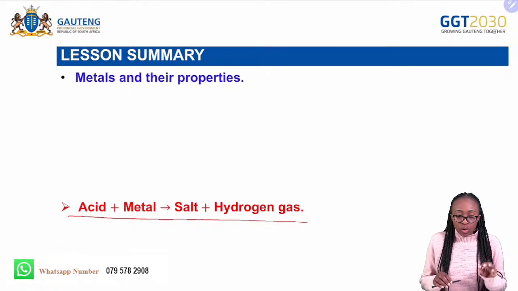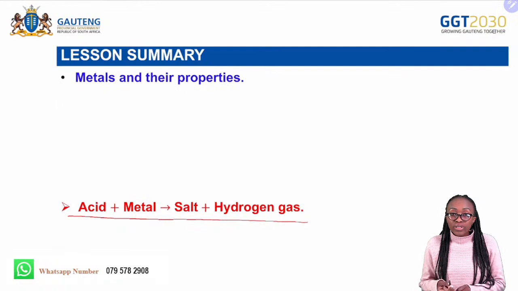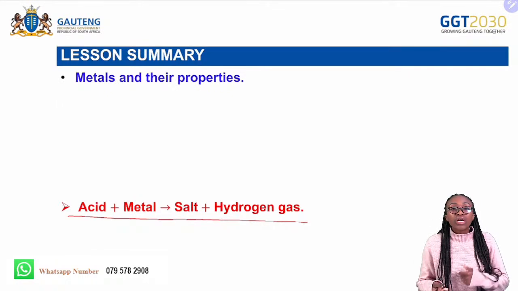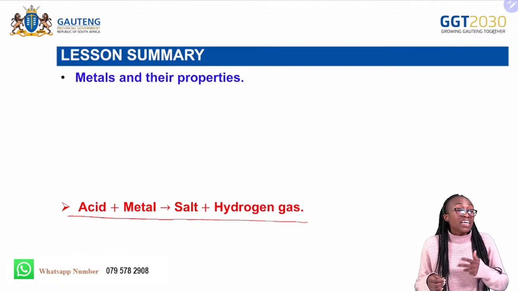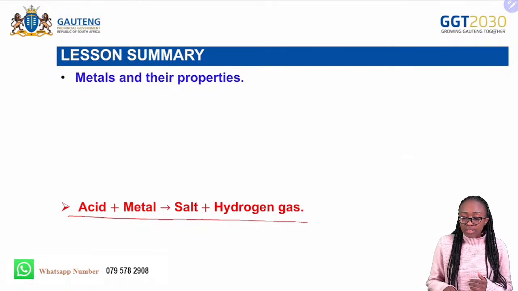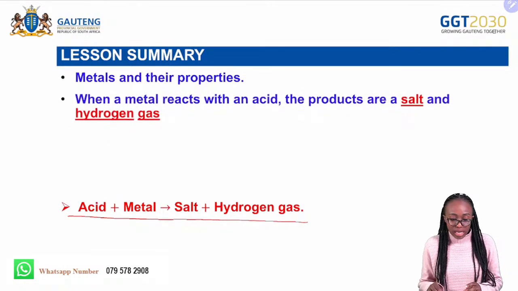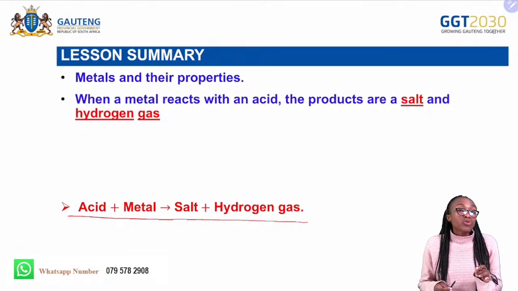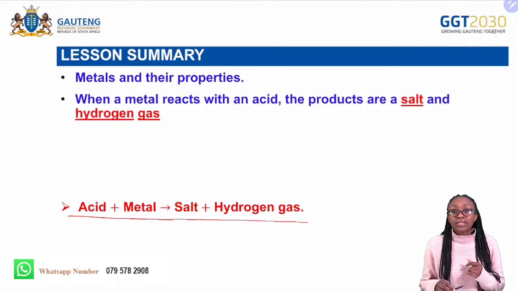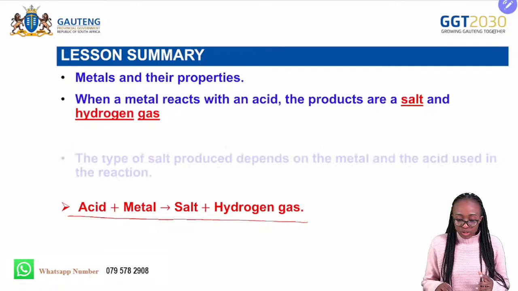All right. So metals have their own properties. If you remember from the beginning of our lesson, we said they are malleable, they conduct electricity, they are ductile, they are shiny, and they are sonorous. So metals have important properties. And then another fact about metals is that metals react with acids and they produce a salt and hydrogen gas that we have derived from our general equation at the bottom there. So acids react with metals to produce hydrogen gas.